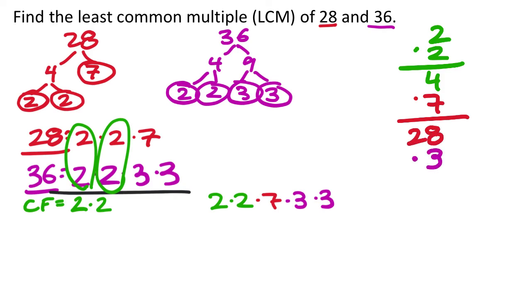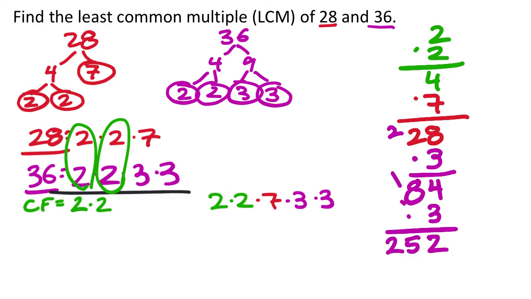Let's multiply 28 by the first purple 3. 3 times 8 is 24. Carry the 2. 3 times 2 is 6, but plus that 2 is 84. I still need to multiply by the second 3. 4 times 3 is 12. Carry the 1. 3 times 8 is 24. Plus the 1 is 25. So 252 appears to be our final, well, lowest common multiple.